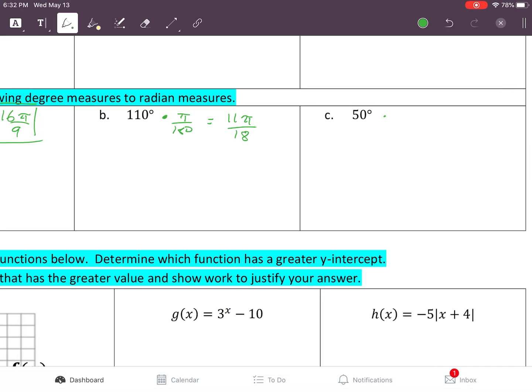And lastly, 50 degrees, you multiply by pi over 180. So you have 50 divided by 180 gives you another decimal. You're going to hit math, enter, enter, and you get 5 pi over 18. And that's it. That is your conversions.